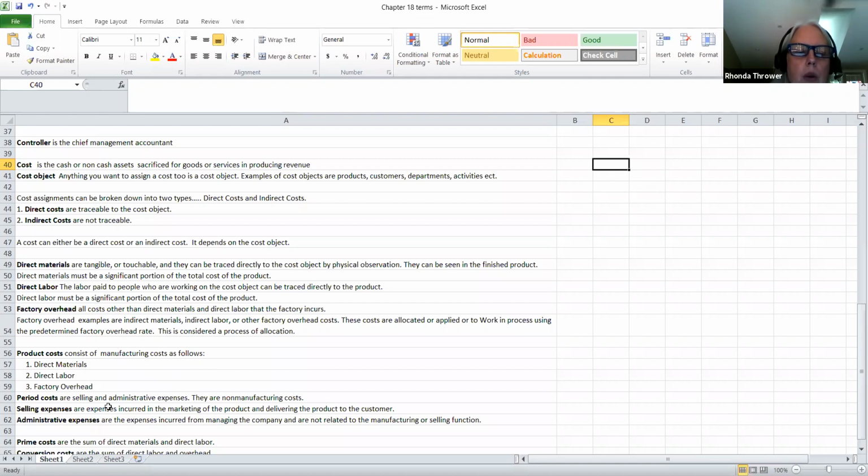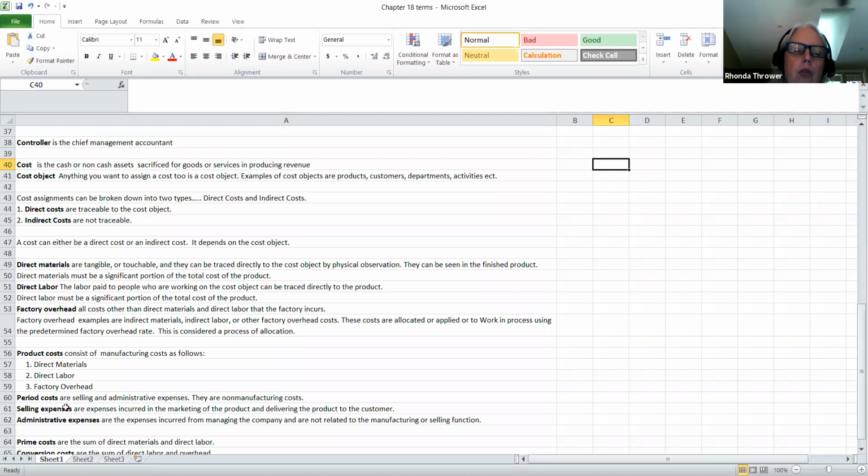Period costs are what we refer to as selling and administrative expenses. They are non-manufacturing costs. So in one of the problems that you're going to have to do, you're going to have to decide what is a product cost and what is a period cost, and whether it affects the product cost or whether it affects the period cost. In other words, they're going to ask you what manufacturing costs are and what some non-manufacturing costs are. But you also have to be familiar with what period costs are.